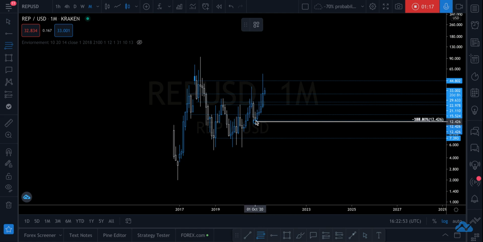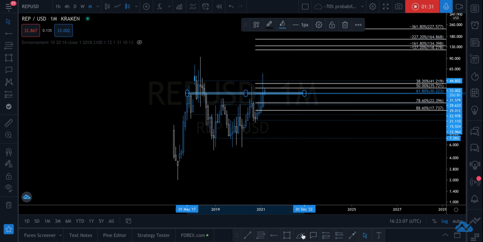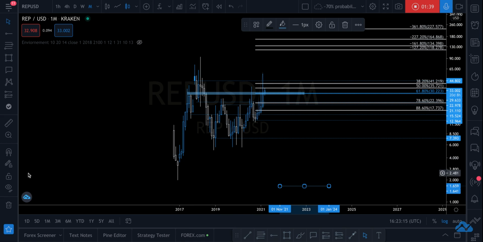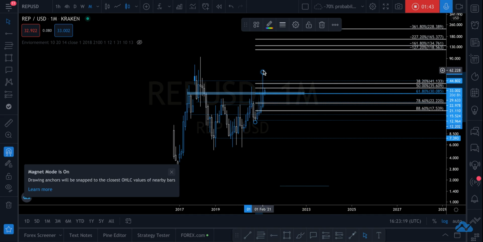So what we're going to do is overlay this fib here, and we can see that we actually are touching a 61 fib retracement, which for me is typically a very strong fib zone for us to be respecting. And then from there, that's pretty much it. If you want to be more accurate, obviously, we always want to use the magnet tools.